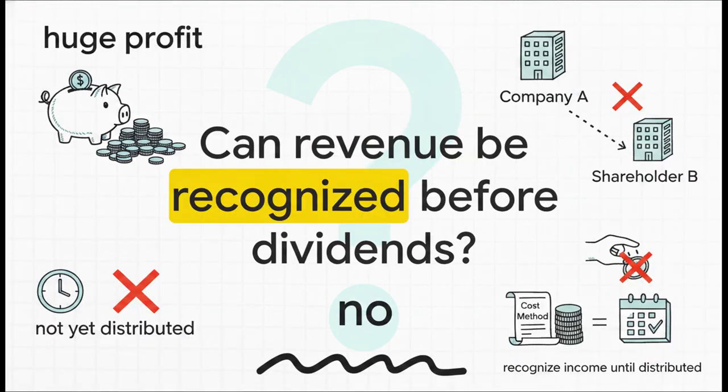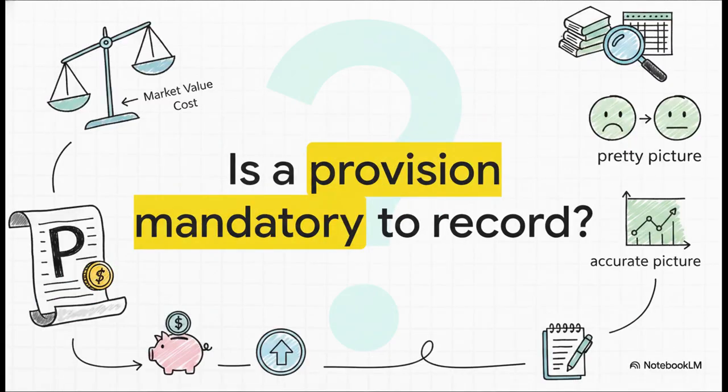Question 3. Company A crushes it this year and earns a massive profit, but they haven't actually distributed any dividends yet. Can shareholder B recognize a share of that profit in their own report? If you were listening a minute ago, you know this is a resounding no. Under the cost method, you literally never recognize income until the dividend is actually declared and distributed. No cash, no revenue.